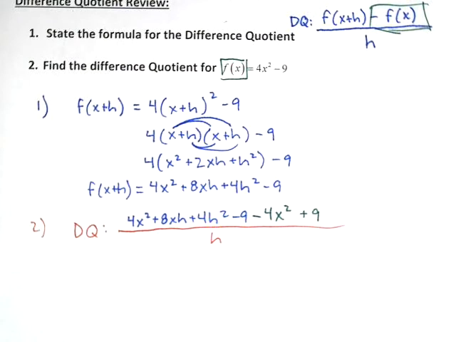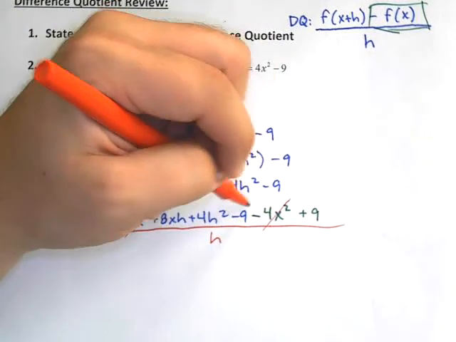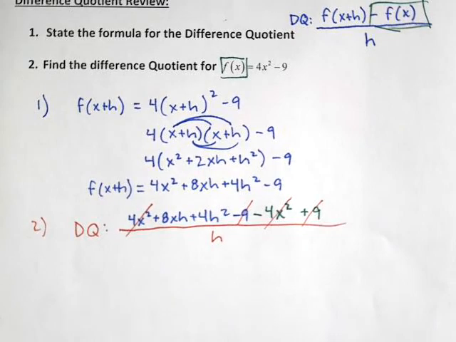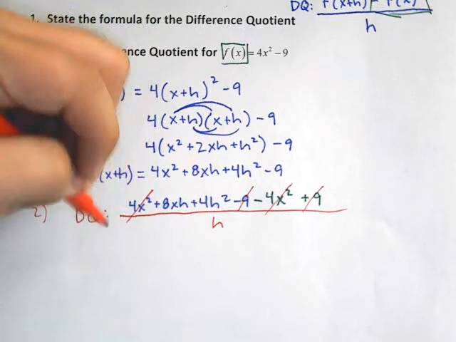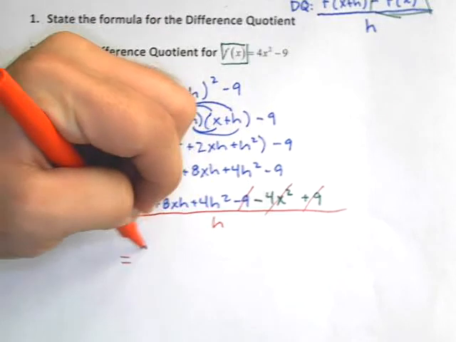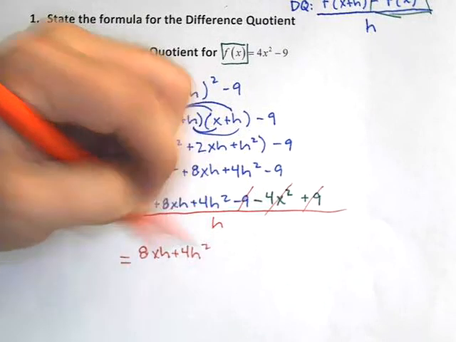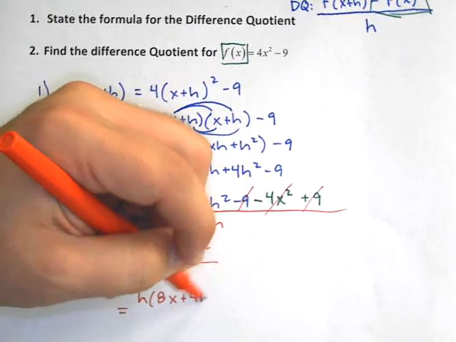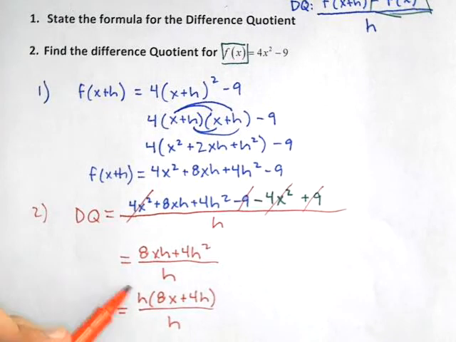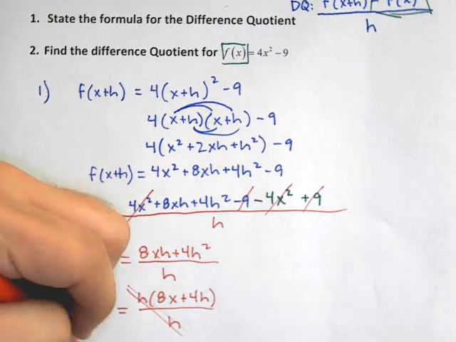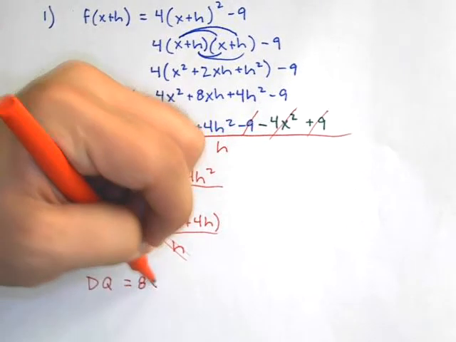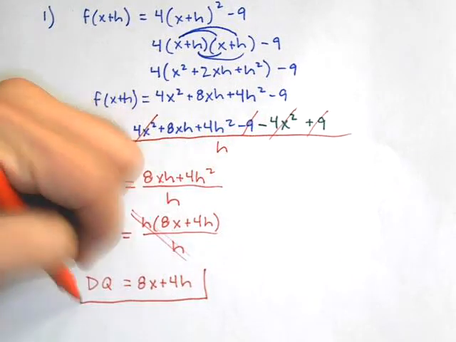Now, what is supposed to happen? We're supposed to be able to cancel stuff out. If you don't have that happening, then you're doing something wrong. You've got to try again. Because we keep going, we now see 8xh plus 4h squared all over h. Well, we can factor out an h, so we have 8x plus 4h all over h. And then again, we cancel out these h's, and we know that our difference quotient is 8x plus 4h. And you are done.